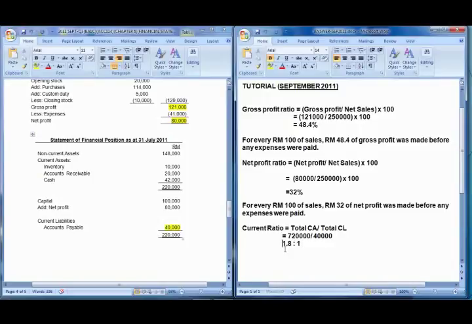Okay. Remember class, we have to write the answer in form of ratio. The current ratio is 1.8 to 1. Therefore, for every 1 ringgit of current liabilities, Naki Enterprise has 1.8 ringgit of current asset to repay that 1 ringgit of current liabilities.